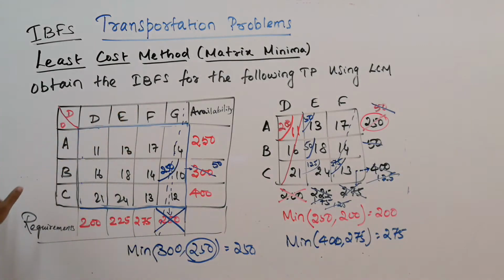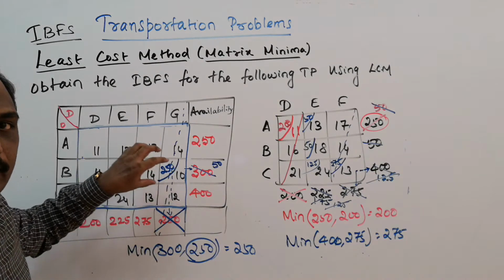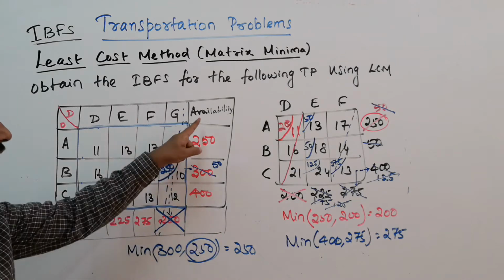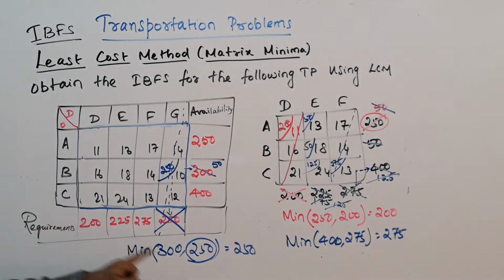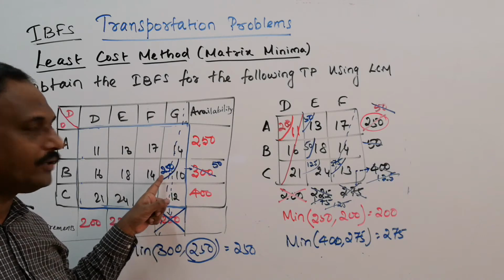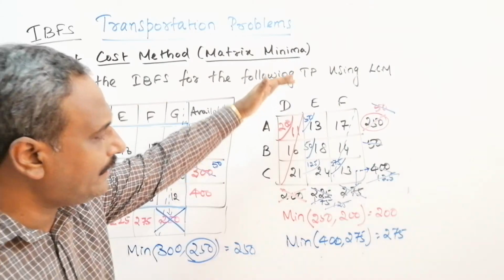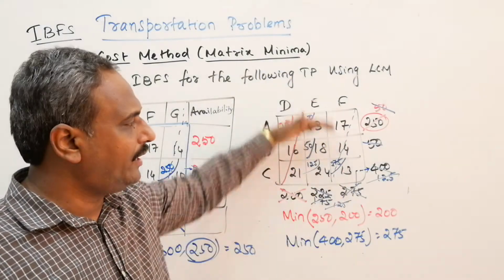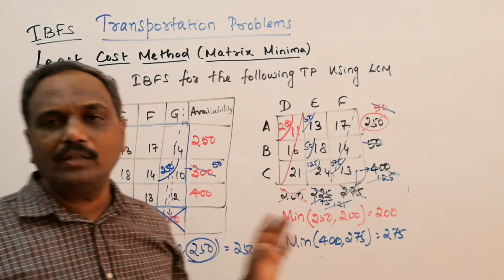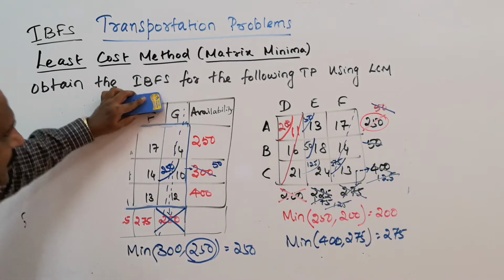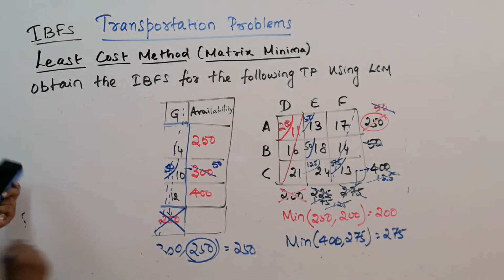So what we are going to do: initially we take the whole cost matrix. From the cost matrix we select the least value. After selecting the least value, we check for the minimum of availability and requirement, and we make the allocation. Then we find the remaining balance, and we keep proceeding until all the values are allocated. Once the allocation is finished, we are going to check for the IBFS, the initial basic feasible solution.